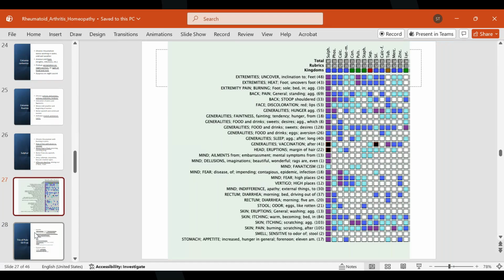Worse if they sleep too much, worse after vaccination, although that's not a good rubric. I know in veterinary medicine it's used more. In human medicine, any remedy can be used for ailments from vaccination. Eruptions in the margin of the hair, ailments from embarrassment. A classic symptom, but you don't really see it. They think the rags are beautiful. Fanatics, fanaticism. They fear infectious disease.